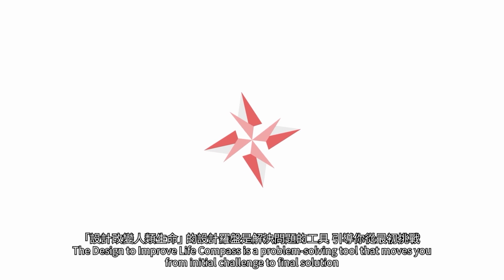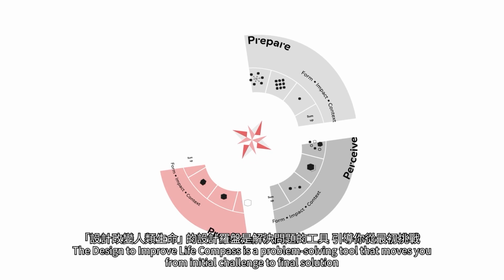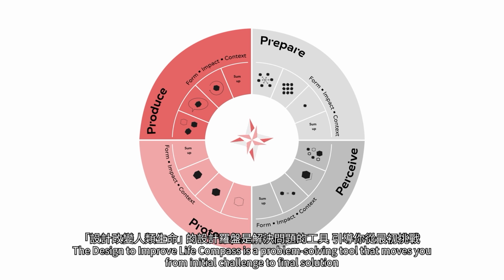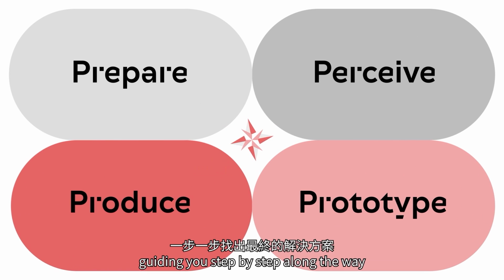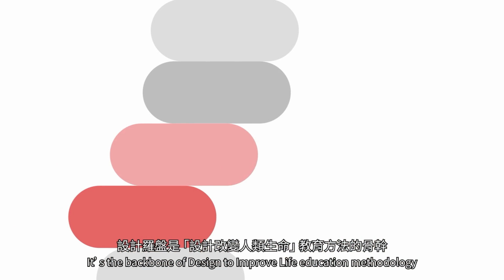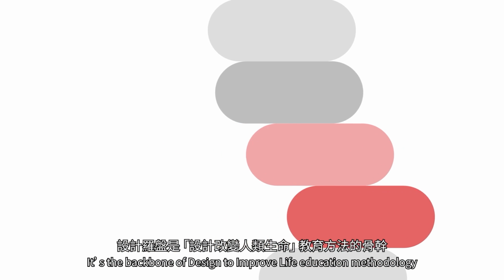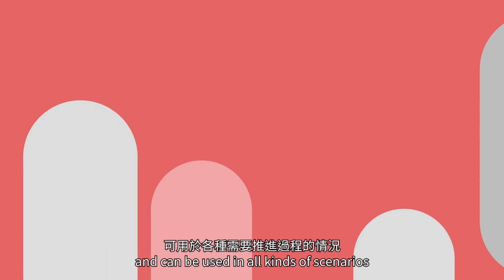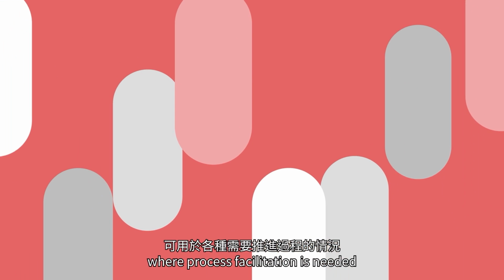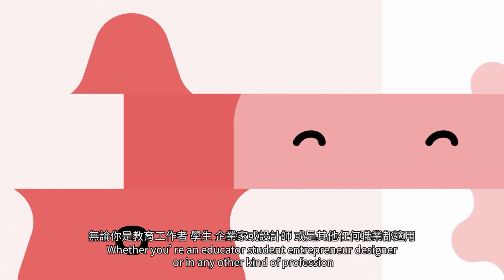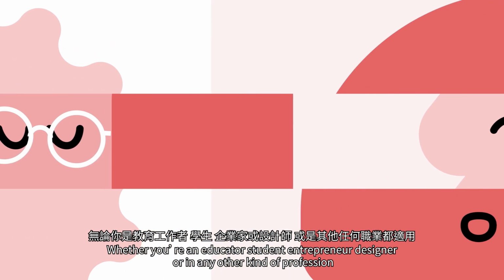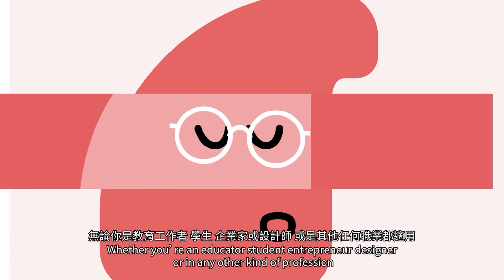The Design to Improve Life Compass is a problem-solving tool that moves you from initial challenge to final solution, guiding you step by step along the way. It's the backbone of the Design to Improve Life education methodology and can be used in all kinds of scenarios where process facilitation is needed. Whether you're an educator, student, entrepreneur, designer, or in any other kind of profession.